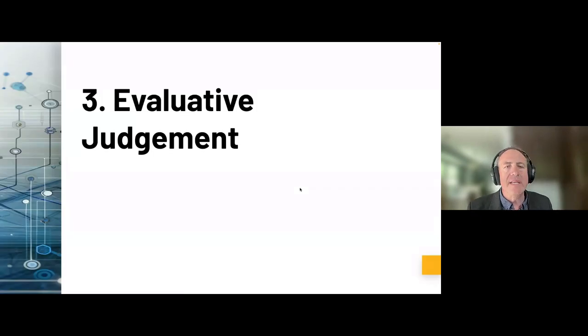The third way is the idea of evaluative judgment. Right now, we know that these models hallucinate, they make errors. And in those errors, there is a productive learning space right now. Regardless of that, even when they make fewer errors, we know that these tools have built-in biases. They're drawing on specific perspectives.